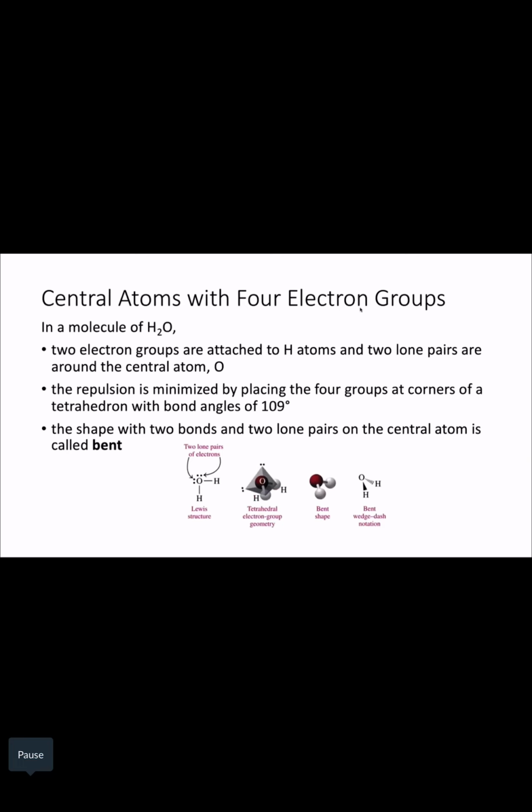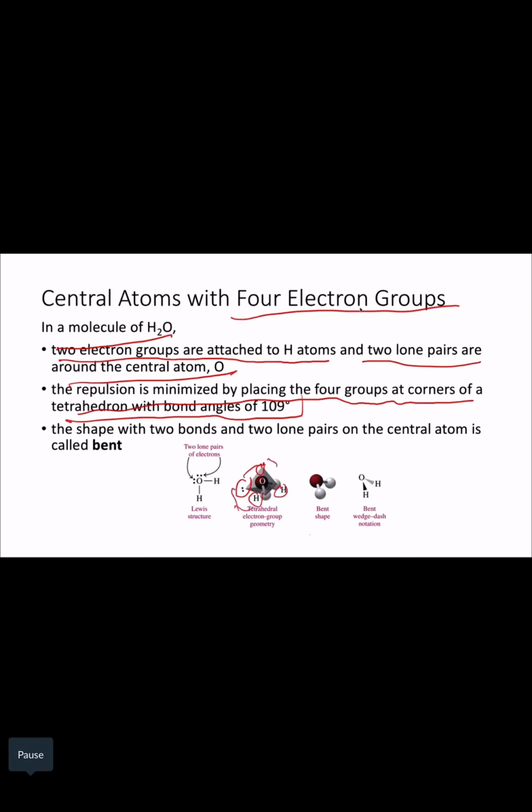The last one I wanted to talk about is water. Remember, I talked about water. Water is not linear, and there's a reason why it's not linear. Central atoms with 4 electron groups, water is one of them. You're going to have 2 electron groups attached to the hydrogens and 2 lone pairs. So that's going to give you a total of 4. The repulsion is minimized by placing the 4 groups at the corners of the tetrahedron, and the bond angles are going to be 109. So we put them in each corner, and that's going to be the tetrahedral. So that's going to push down, and that's going to have a bent shape.